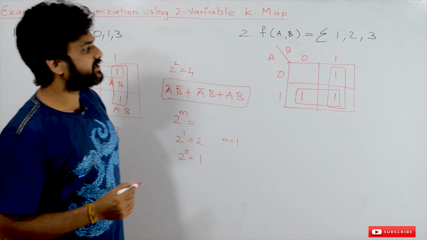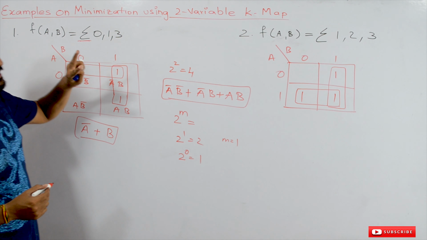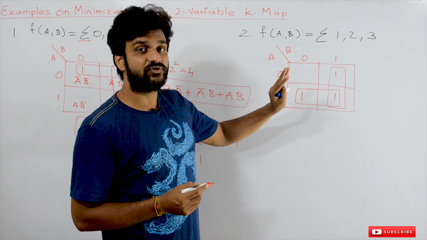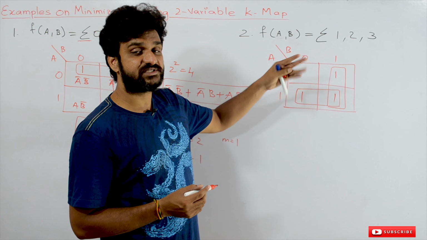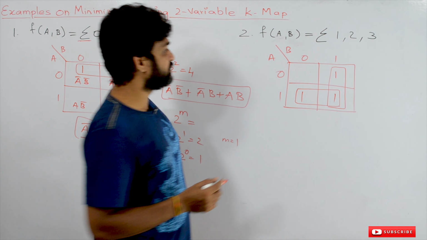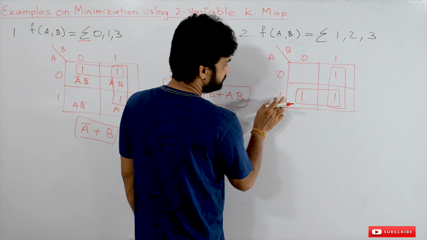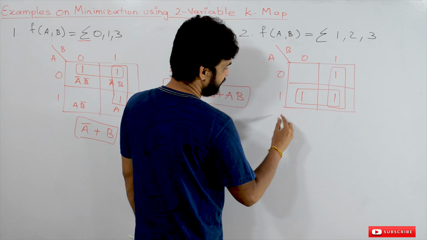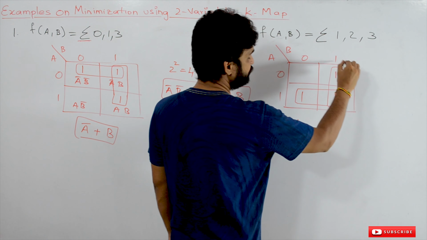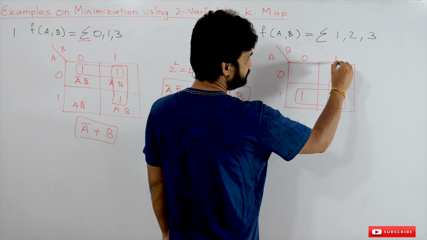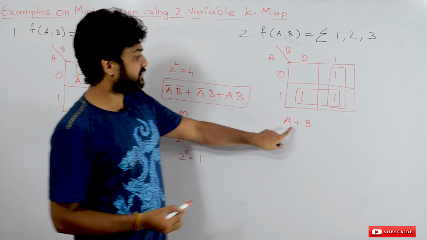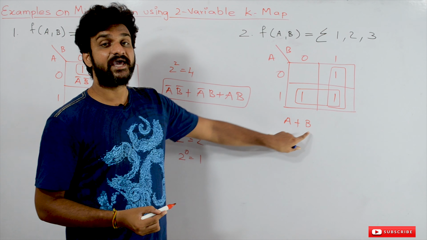And our third point is consider each and every subcube. For each and every subcube, we have to consider the variables with the same values, and we have to remove the variables with different values. So for example, if you take this subcube, the variable with the same value is a, and if you consider this subcube, the variable with the same value is b. So the reduced equation for this is a plus b.